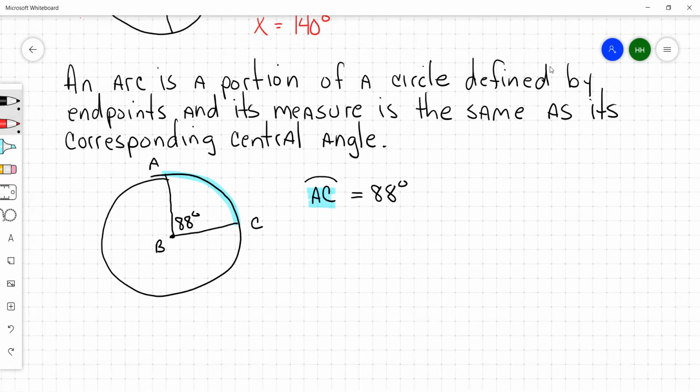If we added another central angle here, and you were told that this arc DC starts at D and goes to C along the circle, and that arc measure was 120 degrees, and you were asked to find the measure of angle DBC, which is the measure of its corresponding central angle, starting at D, with B as a vertex and back over here to C, it would be the same as its corresponding arc. So this angle measure would be 120 degrees.